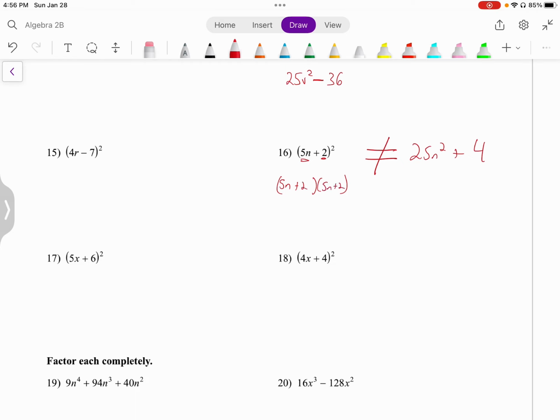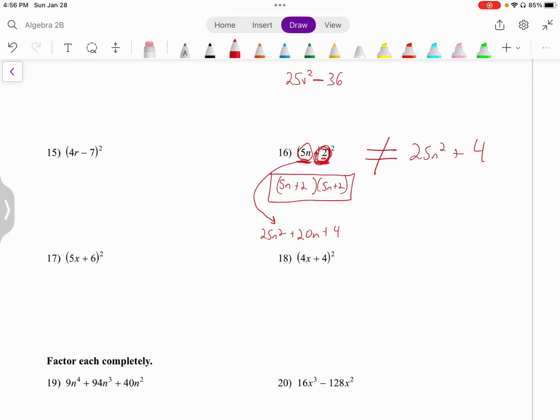And you could use FOIL and get your answer. However, there was another way we learned. Although doing FOIL and getting your answer is a great way to do it. If you have trouble remembering what to do here, go ahead and write it out as multiplied by itself and use FOIL. But there was a quicker way to do it, and it's the first term squared, which is 25n squared. The part people forget sometimes, it's the first times the second, so 5n times 2, which is 10n, and then I'll multiply that by 2 again. So 10n times 2 is 20n, and then the last term squared.